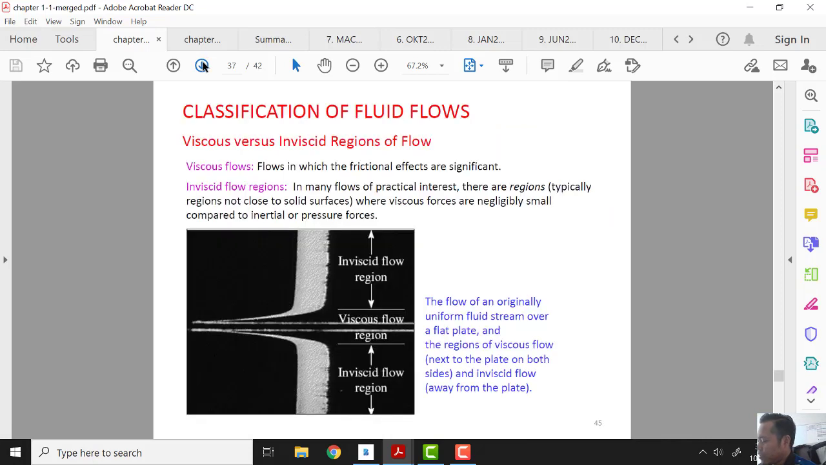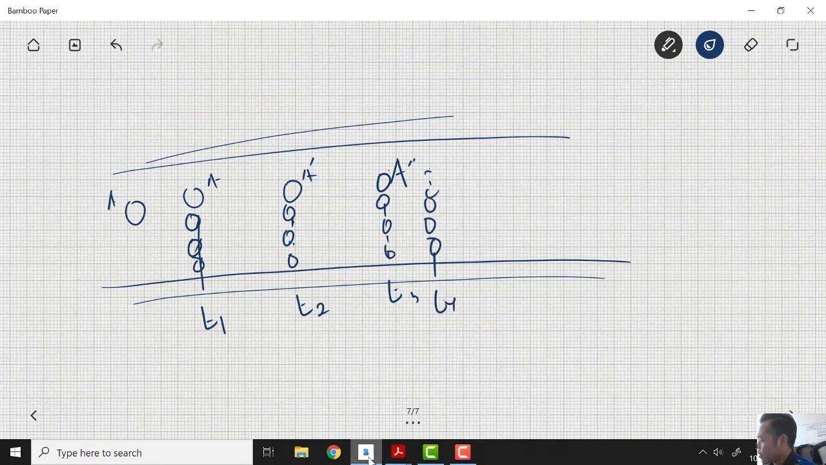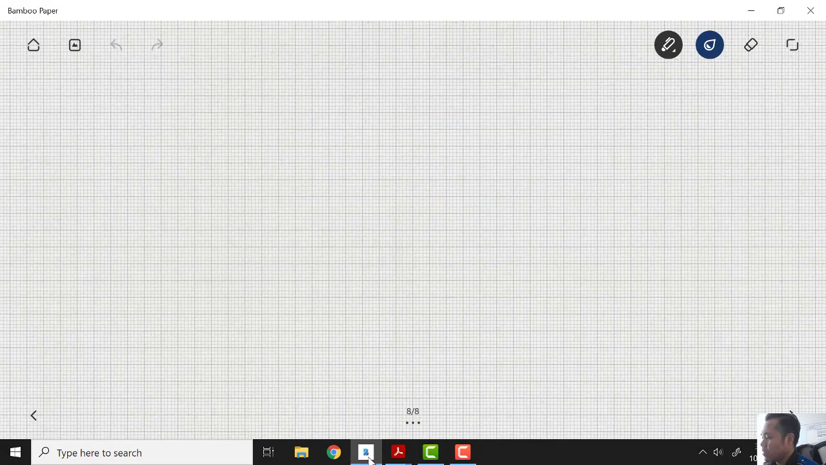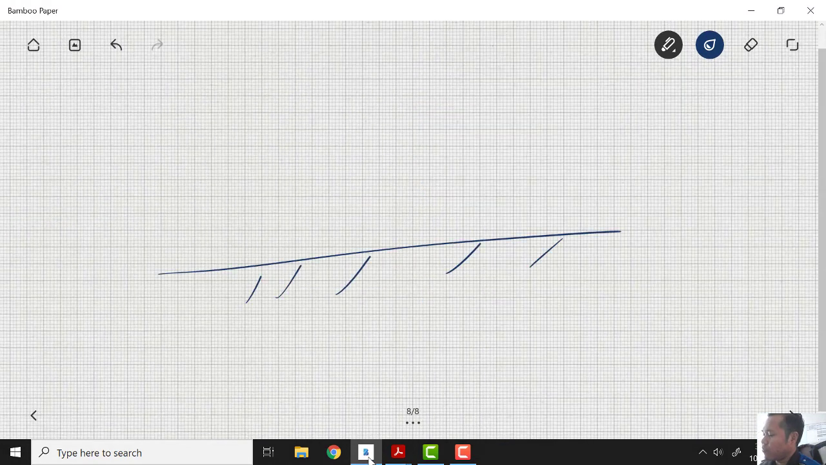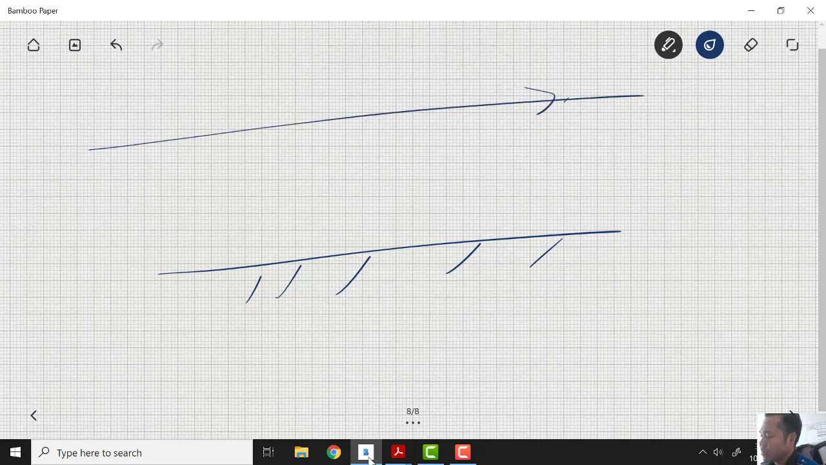Alright, that is the timeline. Now the classification of fluid flow, whether viscous or inviscid. What is viscous? In viscous flow, the friction effects are significant. Inviscid means the flow region where friction is negligible, typically away from the solid surface. Very simple. For example, we have a surface and water flowing over it. Which area is viscous, which area is inviscid? The area close to the surface is the viscous area.